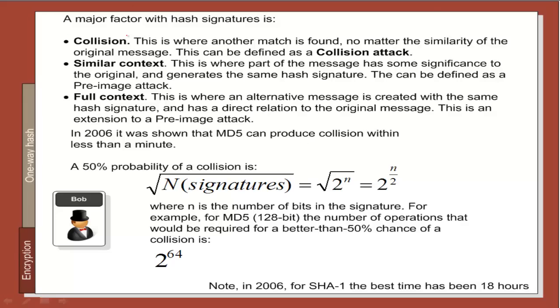Another weakness that we can have is a collision, and a collision is that the same hash signature occurs for a different text. We can also get it that a similar message can actually produce the same type of hash signature. So it's been shown that on a good quality computer, with MD5, the same hash signature can be produced for a different message in less than a minute. With SHA-1, it's still many hours, but it is possible.